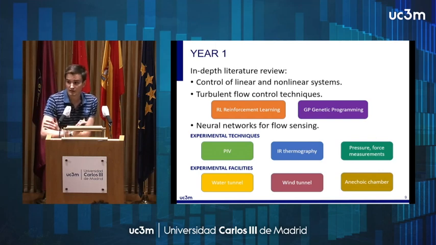Now I would like to make a summary of what I plan to do these years. Now I'm doing a literature review in different aspects, all related to this thesis: neural networks for flow sensing, control theory of linear and nonlinear systems, and also control techniques. Everything, as you can see, is very related to the artificial intelligence field. I'm also getting familiar with the laboratory environment, the facilities that we have here, and the type of experiments that I expect to do during these years.